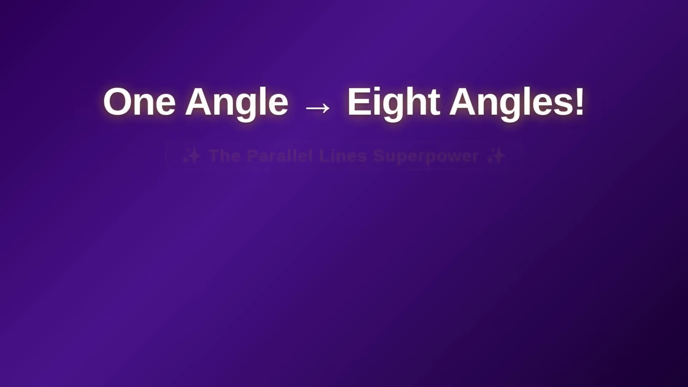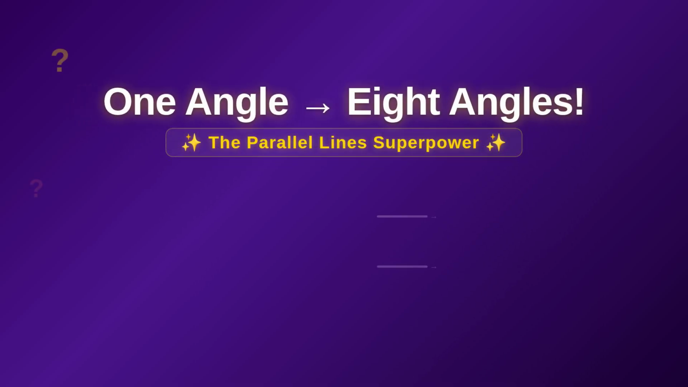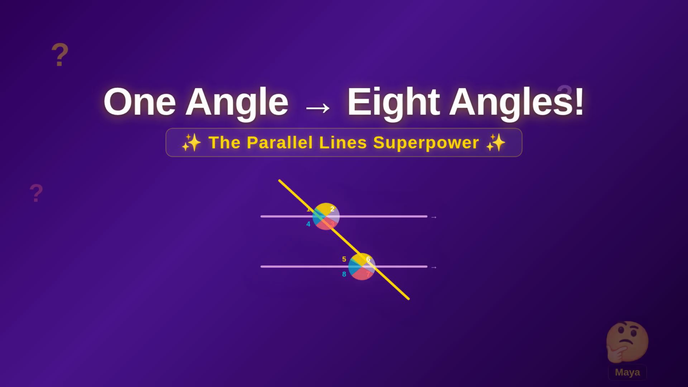Meet Maya. She's sitting at her kitchen table, staring at a geometry worksheet. And there's one big problem. 8 angles, and she only knows one of them. Sound impossible? Here's a secret. When parallel lines meet a transversal, knowing just one angle is actually all you need.